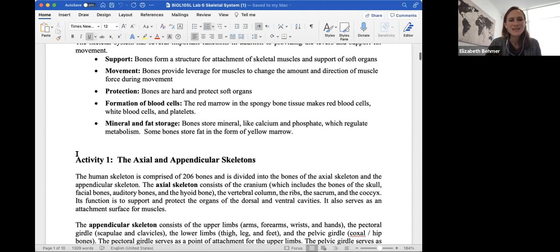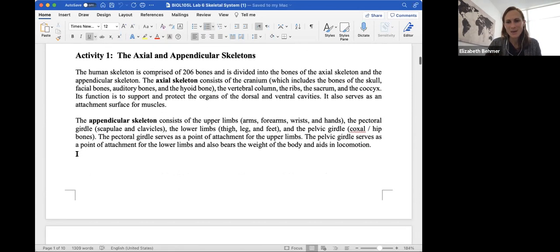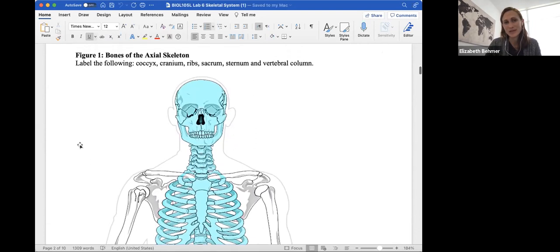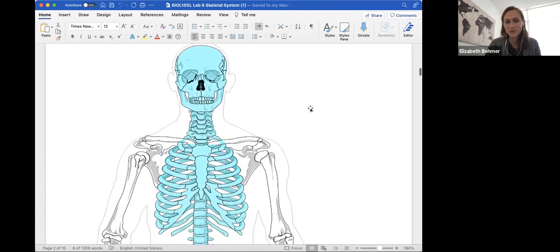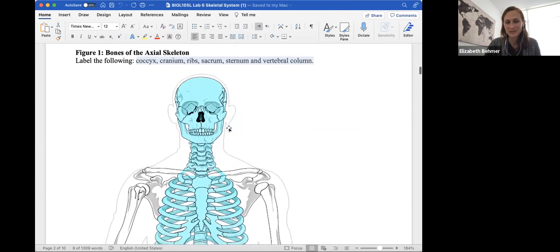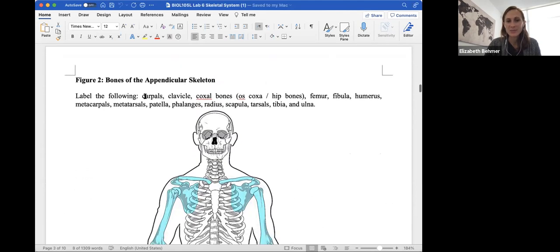So then in the different activities that follow, you'll be going through the axial skeleton and the appendicular skeleton, and you'll be labeling a lot of these bones. And it gives you in the worksheet the different bones that you need to label for each picture. And again, you can use your textbook, you can use any resource you have to label these bones, and you can see them here, the ones that are labeled. So this is looking at the axial skeleton. So you'll label the bones of the axial skeleton, and then you'll label these bones of the appendicular skeleton.